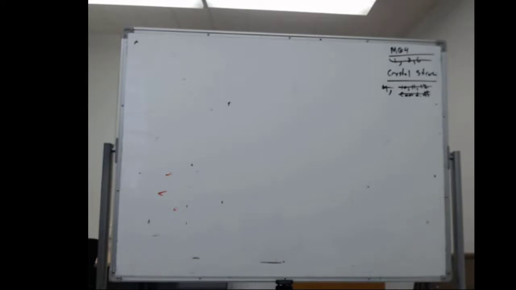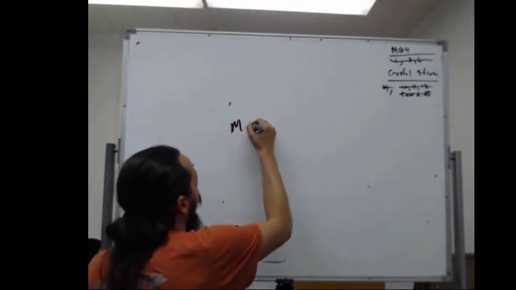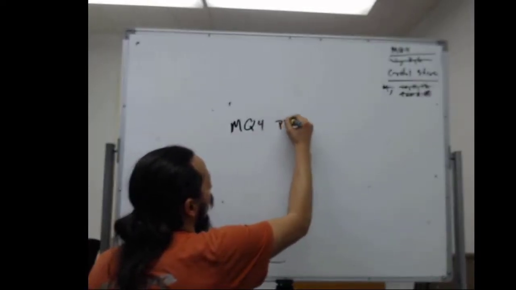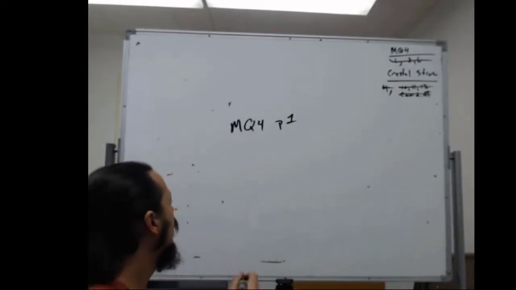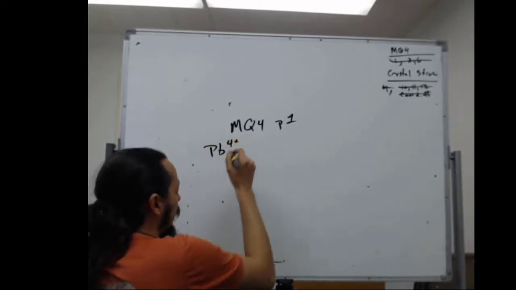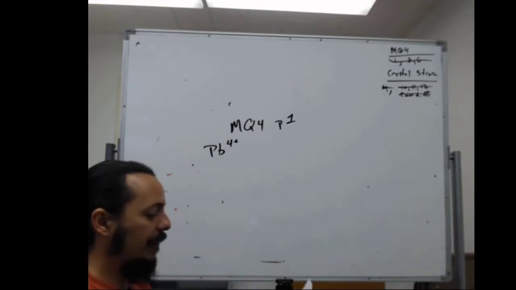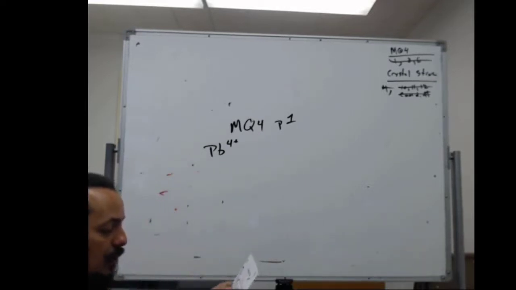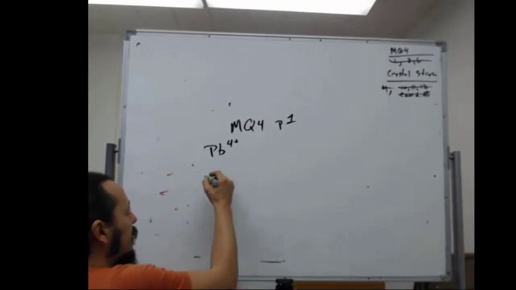So, going back to mastery question. Mastery question 4, problem 1. Looking at lead 4+. Now, I'm going to not do it the long way I did the last one. I'm going to just jump straight to the shortcut. There's lead. So I'm going to look at it. It's going to be xenon.